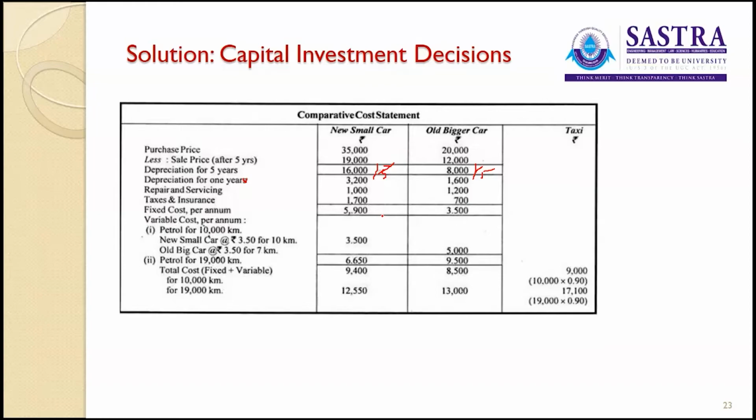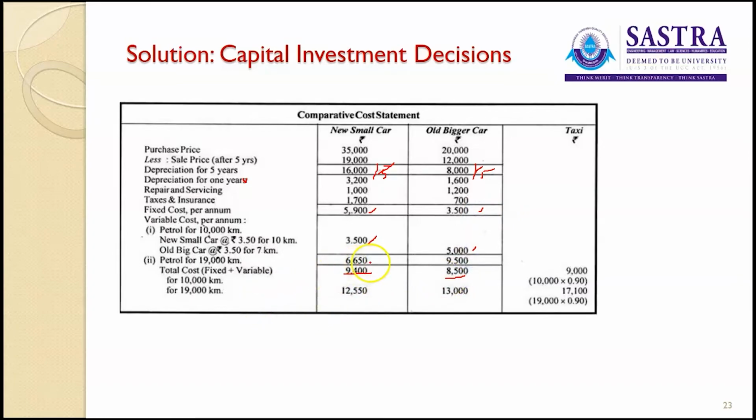Now, that is 19,000 by 10 into 3.5, then 19,000 by 7 into 3.5. Now, total cost is for fixed and variable. So, fixed cost we have given. Now, total cost for your 10,000 kilometers is this 5,900 and 3,500. So, we'll get 9,400. Now, 3,500 plus 5,000 will get 8,500.